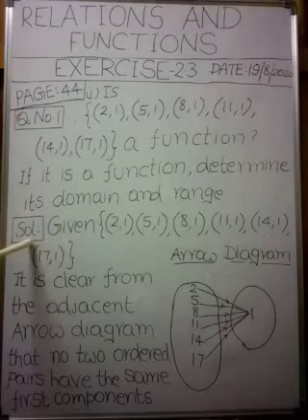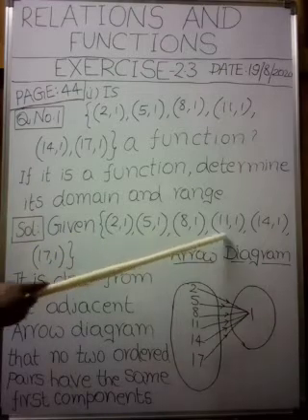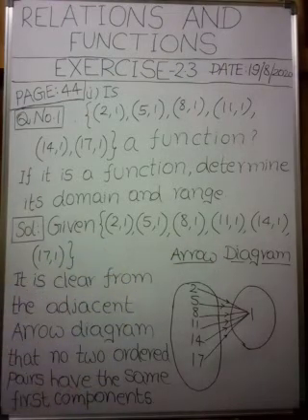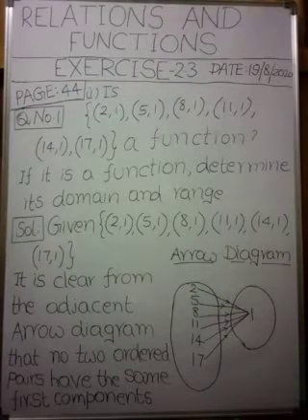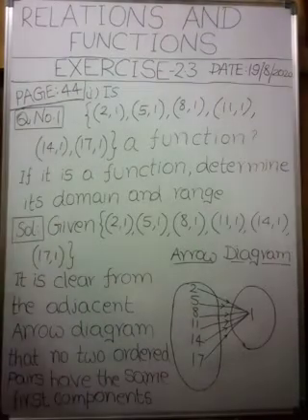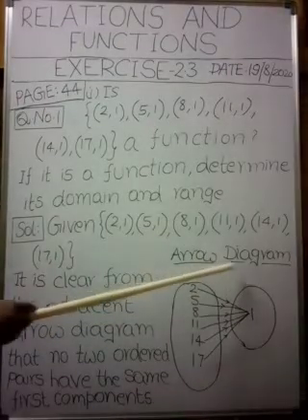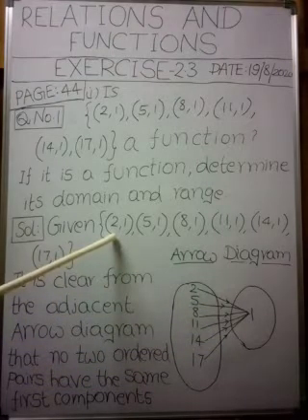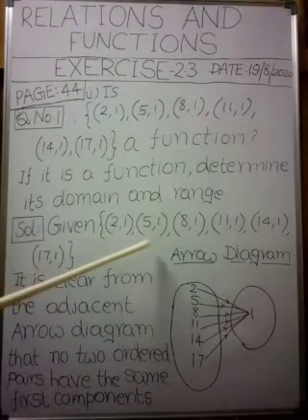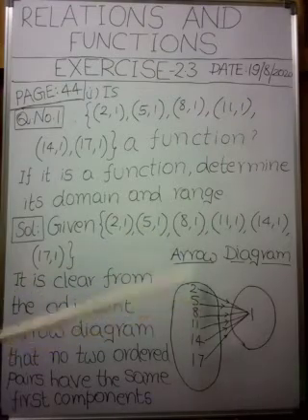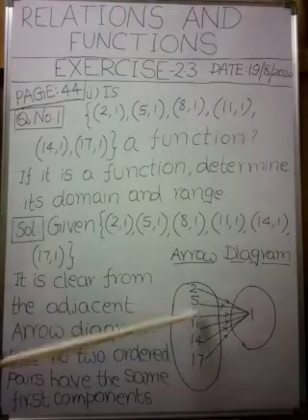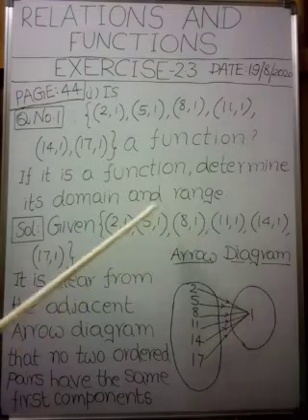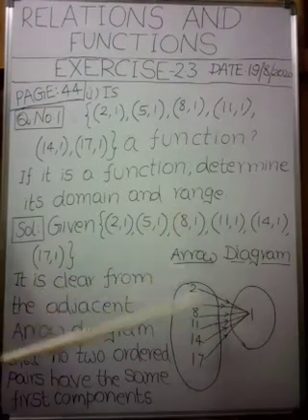Right. First come to the solution. First we write the given relation as it is. It is easy to check whether the given relation is a function or not with the help of an arrow diagram. So I have drawn the arrow diagram. In the first set, I am writing the first elements or first components of every ordered pair: 2, 5, 8, 11, 14 and 17.